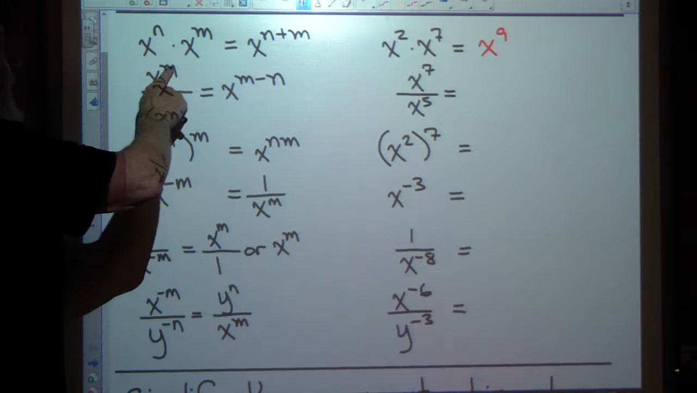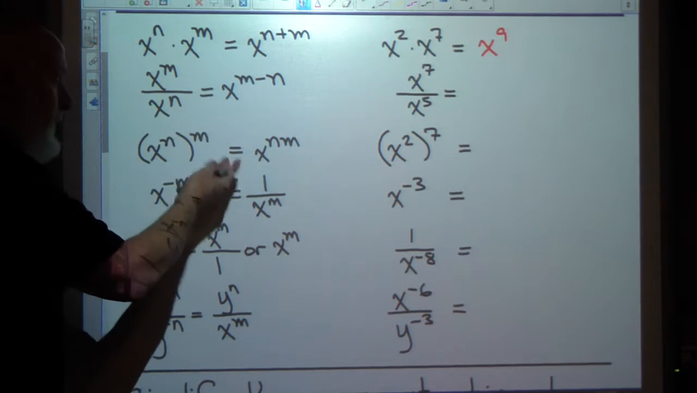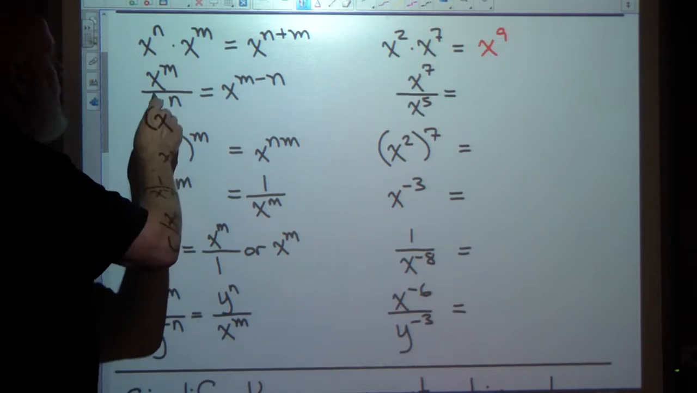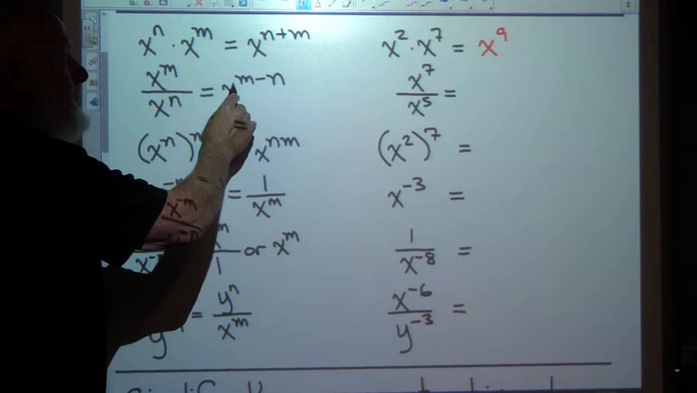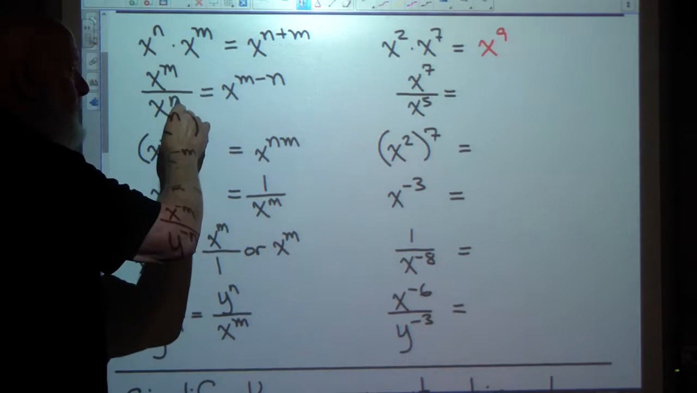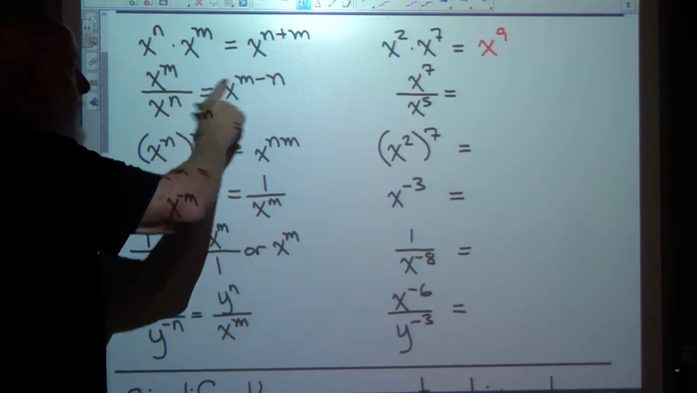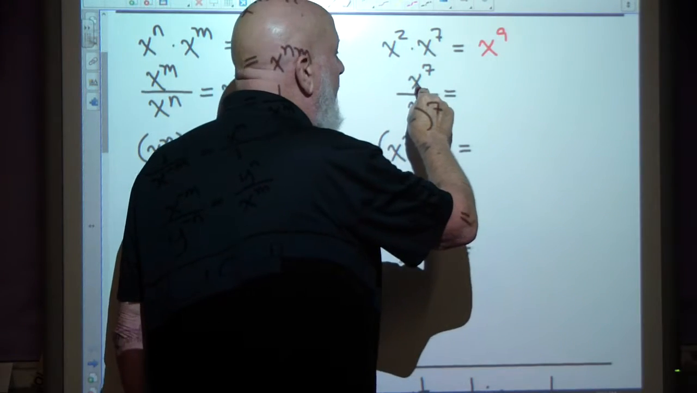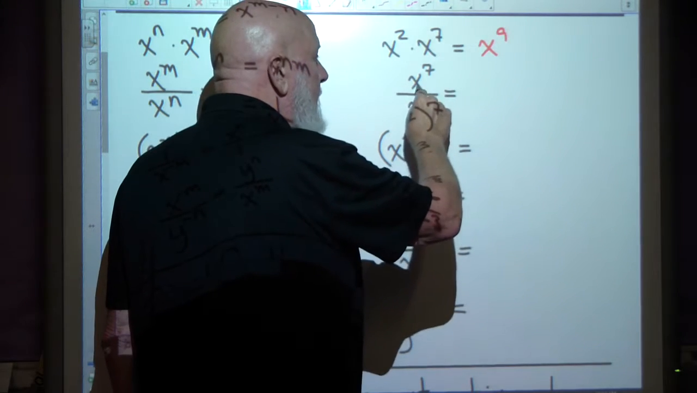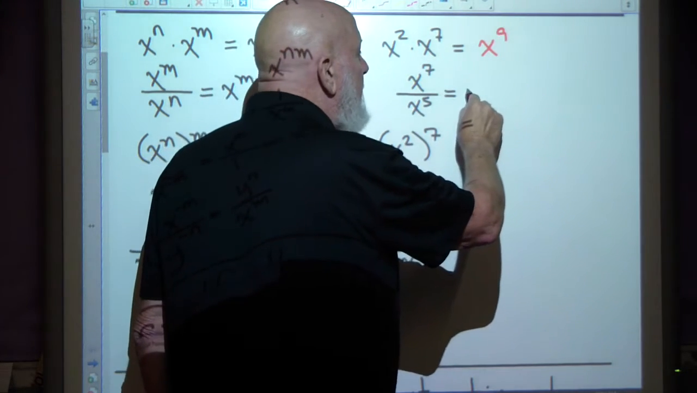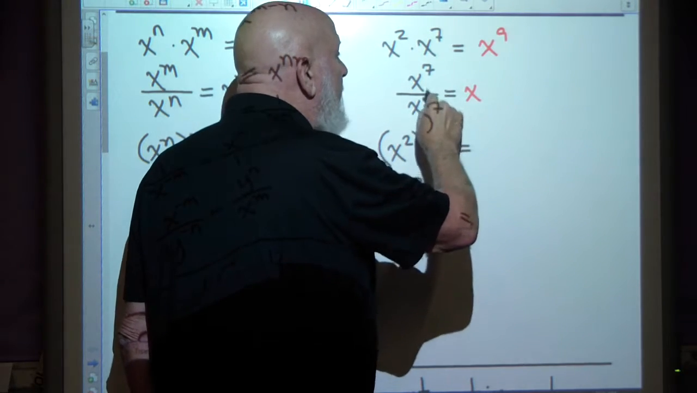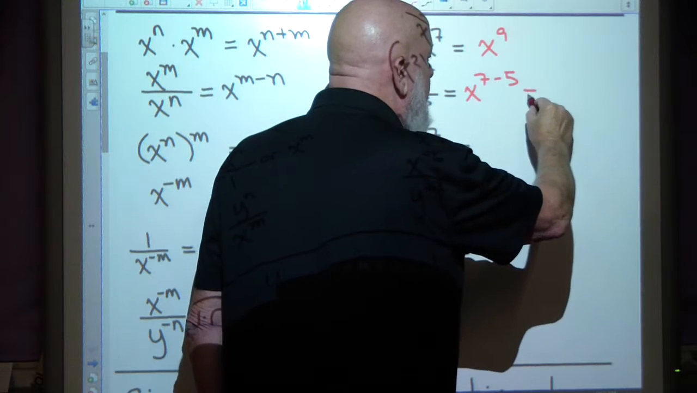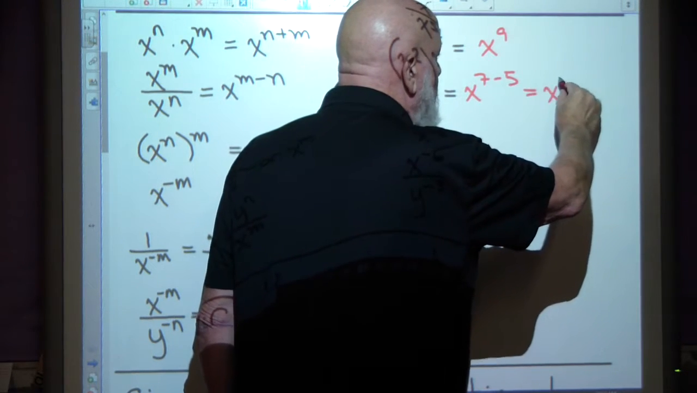Okay. Here we have x to the m divided by, or over, x to the n. You can think of all fraction bars as the words divided by. So if we're dividing like bases, you leave the base the same and subtract these exponents, top exponent minus bottom exponent. And here's an example of what that might look like. X to the seventh divided by x to the fifth, or x to the seventh over x to the fifth. Leave the base the same and subtract top exponent minus bottom exponent. And that would be 7 minus 5 is 2. Okay?